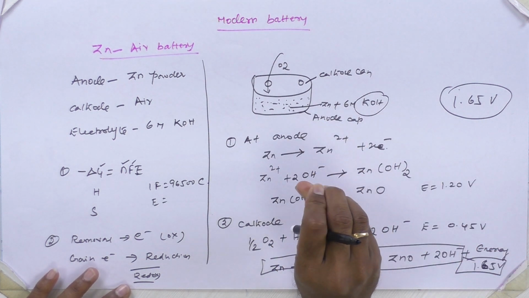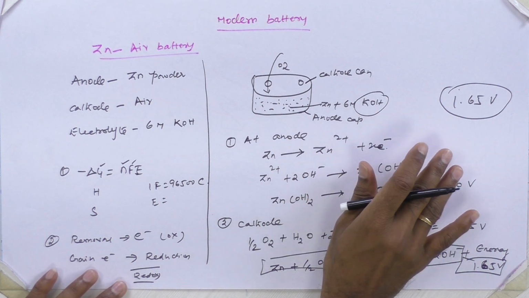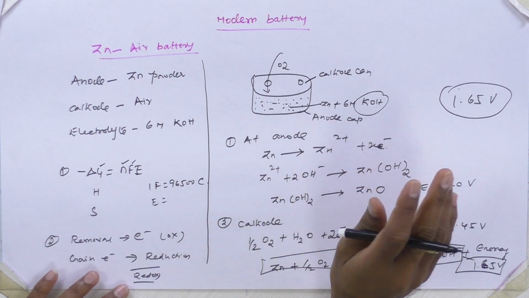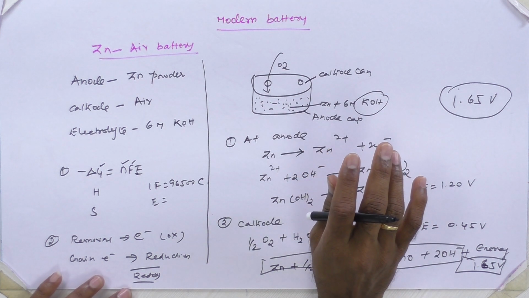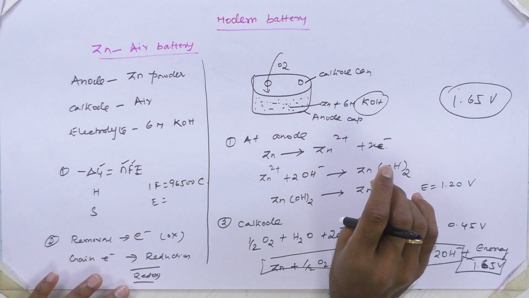And when you look at the application of this battery, it is found highly useful in all electronic gadgets like watches, calculators, and many other electronic gadgets. So these are all the advantages, merits and demerits of this battery.